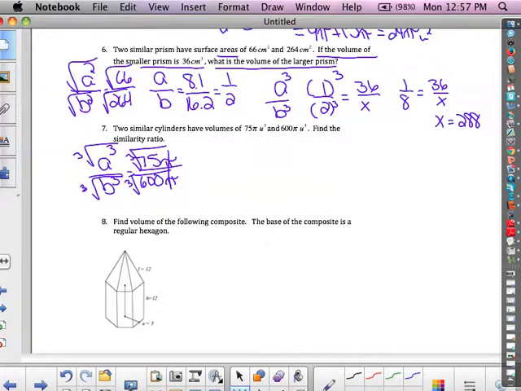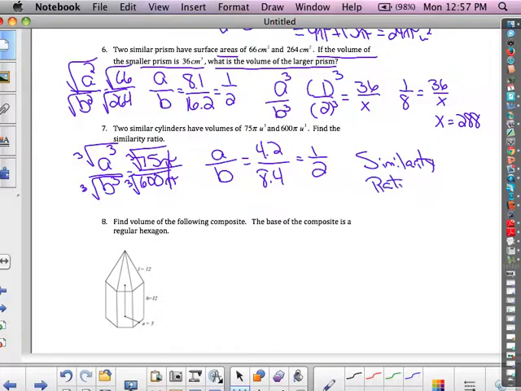The cube root is going to be A over B is equal to 4.2 over 8.4, which again reduces to 1/2. So the similarity ratio is 1/2. Okay, you have to remember, similarity ratio, then area is similarity ratio squared, then volume is similarity ratio cubed.